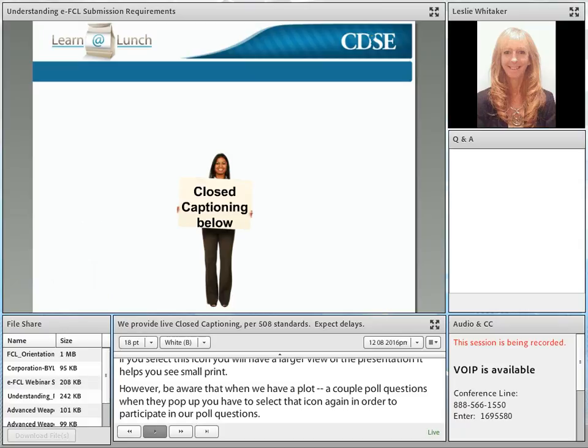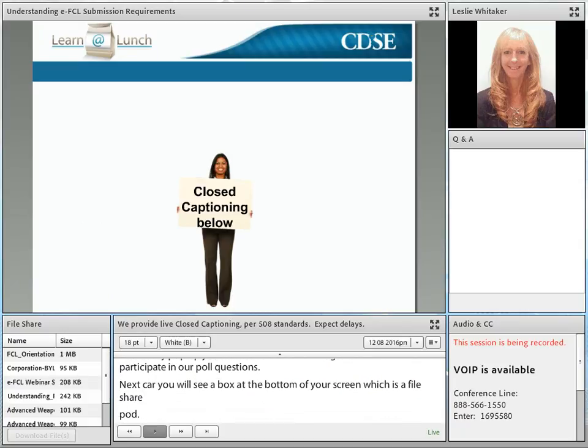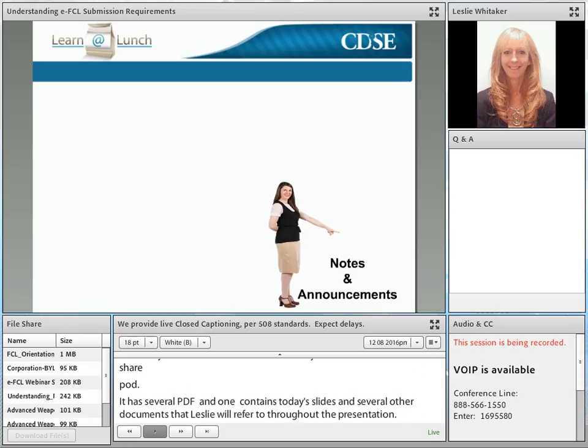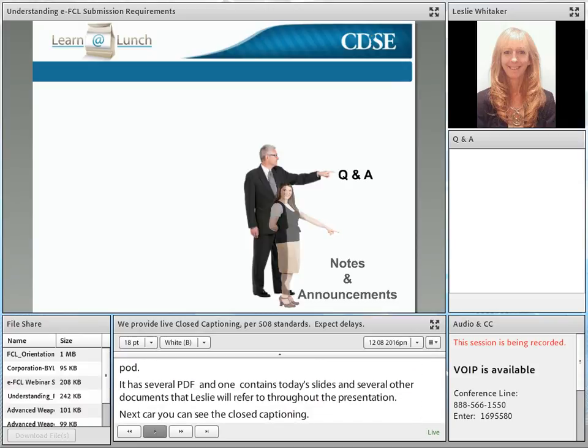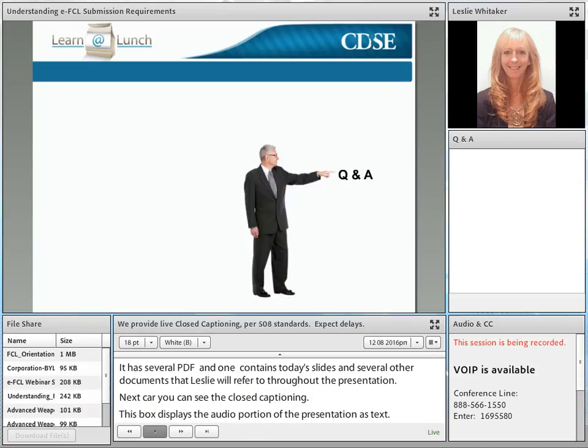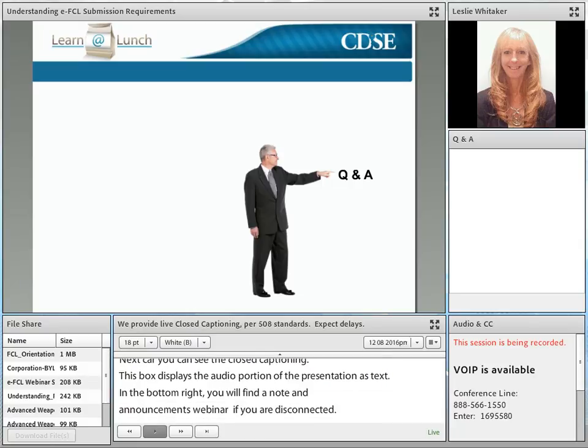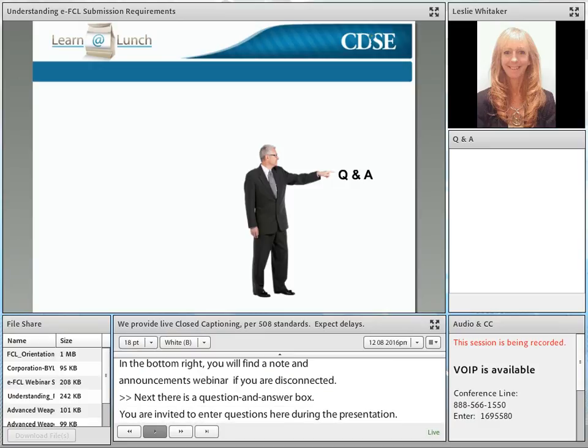This box displays the audio portion of the presentation as text. In the bottom right, you'll find a notes and announcement box for this webinar, containing the call-in number if your VoIP is disconnected. Next, there is a question and answer box. You are invited to enter questions here during the presentation. If time permits, the presenter will address questions at the end. Yet unanswered questions will be posted on the CDSE website in our archive webinar section.